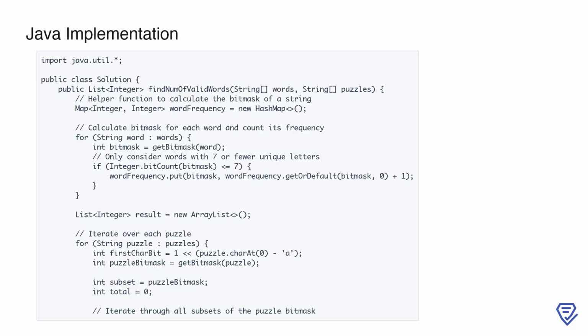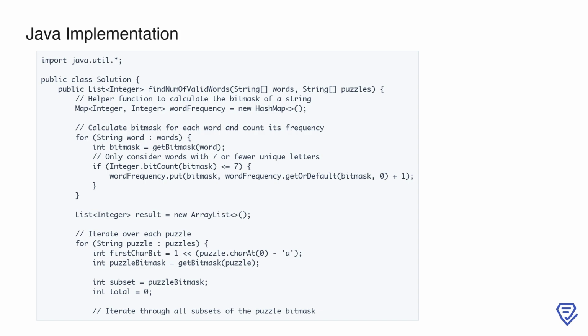Next, we iterate through the words array, calculate the bitmask for each word, and add it to the map. To optimize performance, we only include words with 7 or fewer unique letters since puzzles are limited to 7 characters. After processing the words, we initialize a result list to store the number of valid words for each puzzle. The core logic begins with iterating through each puzzle.